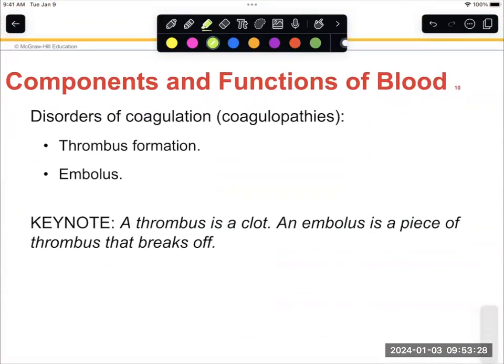So a thrombus is a clot that is attached to the inside lining of a blood vessel. When a thrombus breaks off of that blood vessel and starts traveling through the circulatory system, now it has become an embolus. An embolus is something that is traveling around the system.